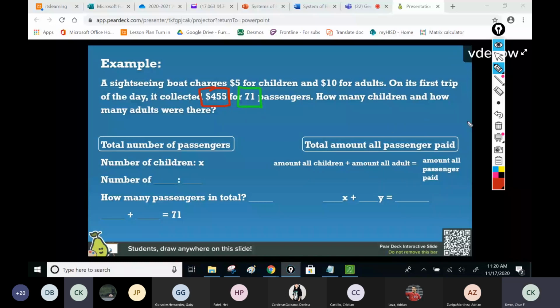So there are two elements, all right? One of them is the total number of passengers, which is 71. And then the total amount that the passengers pay is 455. So be very careful on these two things so you don't mess them up.